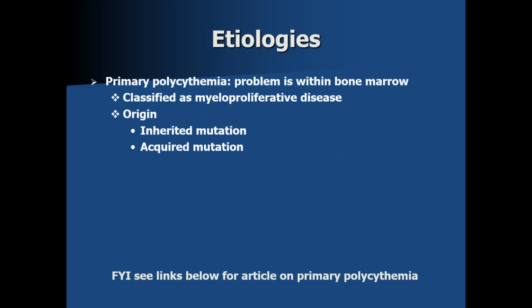Now we'll take a look at the underlying causes, or etiologies, of polycythemia. With primary polycythemia, or polycythemia vera, the problem lies within the bone marrow. This is classified as a myeloproliferative disease. The origin is either an inherited mutation or an acquired mutation of the chromosomes.